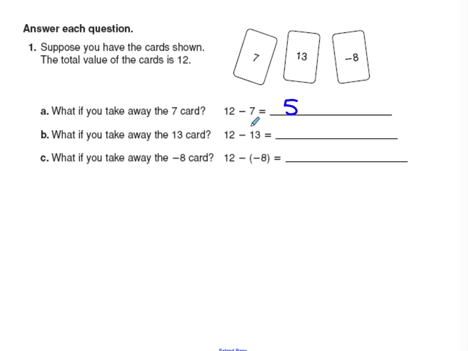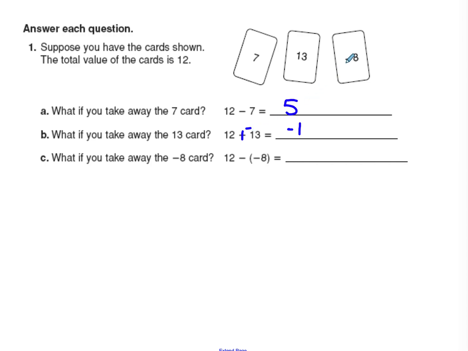Okay, here, 12 minus 13. So now I don't have enough to take away. I know I'm going to go into the negatives. I'm going to go ahead and just cover up that 13. I have 7 and -8 left. 7 plus -8 is -1. So I'll have -1 left, but remember I could also get that by doing boom change to addition, boom change the sign. 13 minus 12 is 1, more negatives, the answer is negative.